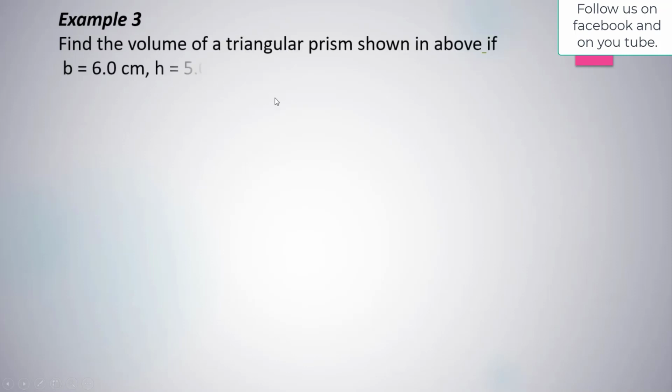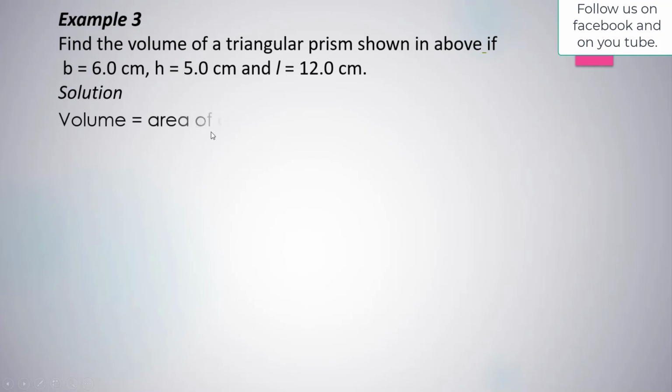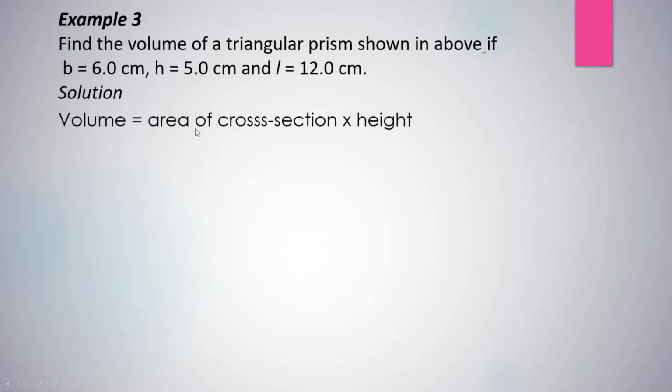Let's go further to other shapes. Triangular prism. If B stands for breadth, this is the height, and this is L. So we say that we shall get the cross-sectional area, or the base area, times the height. If it is a triangular prism like the one we saw above, we just use this formula: 6 times 5 times 12, and we get 360 centimeters cubed.